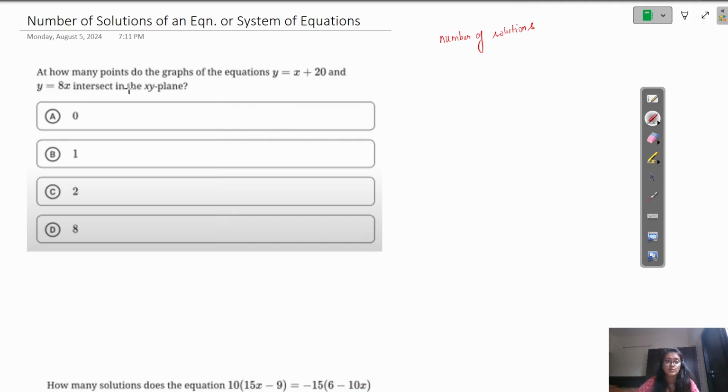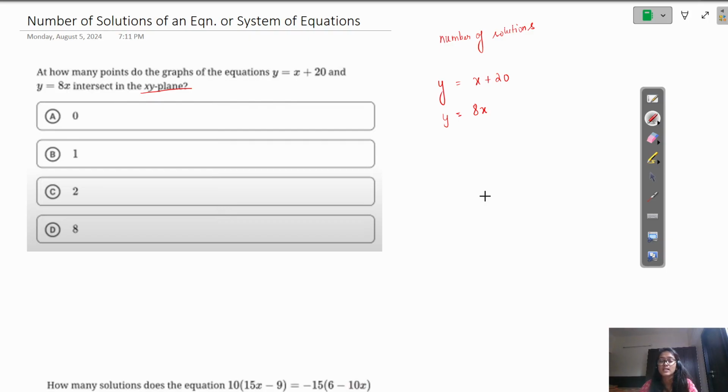For example, the first one says: at how many points do the graphs of the equations y is equal to x plus 20 and y is equal to 8x intersect in the xy plane? So we have two equations here, y is equal to x plus 20 and y is equal to 8x. Although we can do it on DESMOS, you should know how to do it manually.